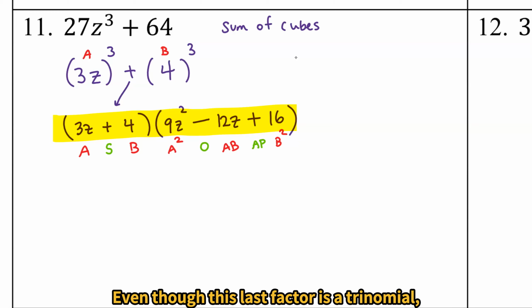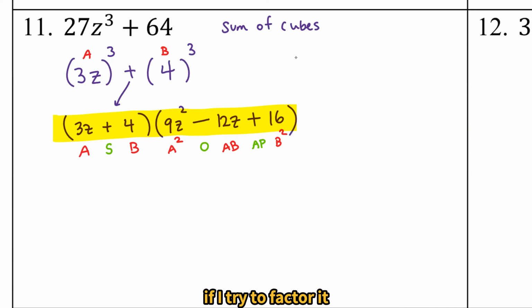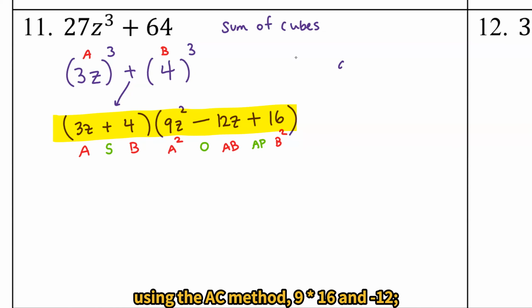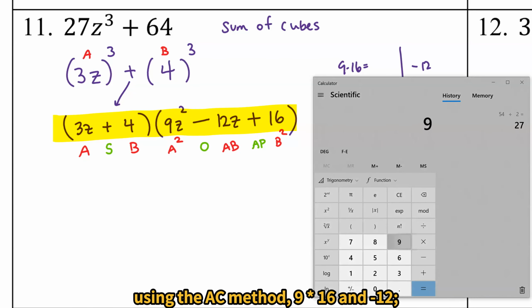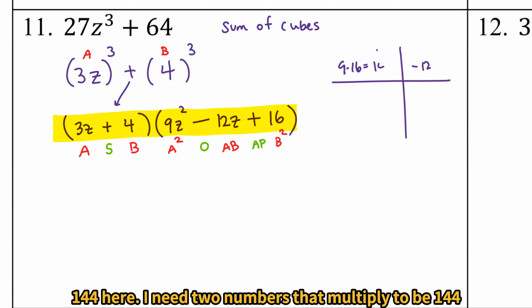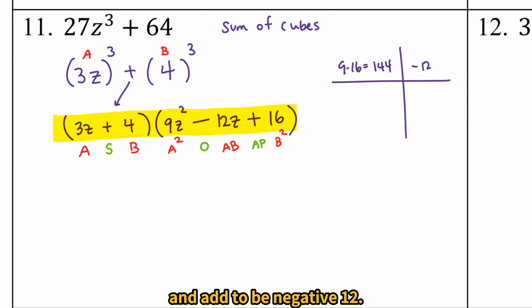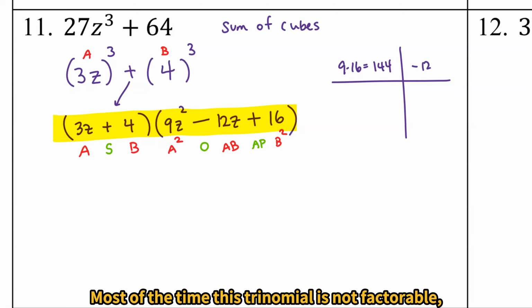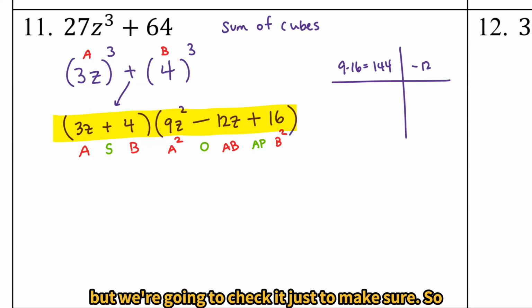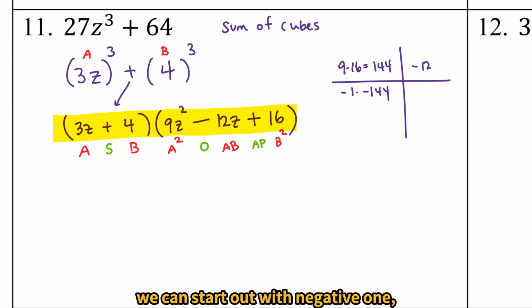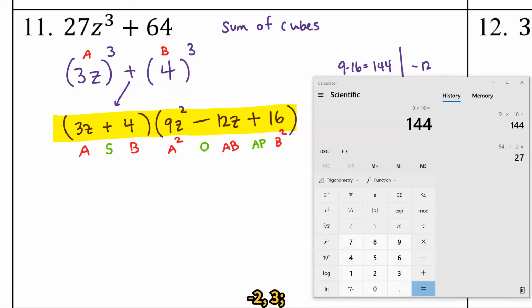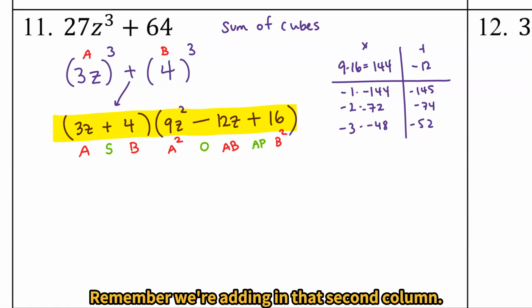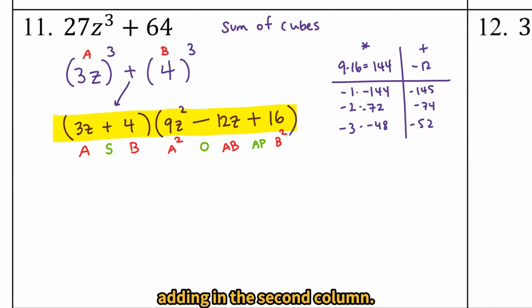Even though this last factor is a trinomial, if I try to factor it using the AC method, 9 times 16 and negative 12, 144 here. I need two numbers that multiply to be 144 and add to be negative 12. Most of the time this trinomial is not factorable, but we're going to check it just to make sure. So we can start out with negative 1, negative 2, 3, and remember we're adding in that second column. So multiplying in the first column, adding in the second column.